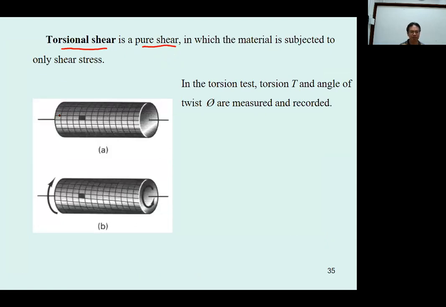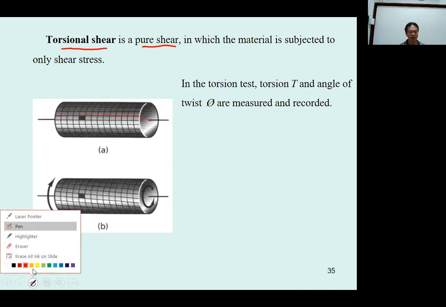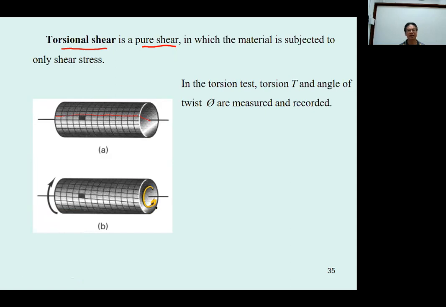For example, if you have this line as the reference line, under the torsion it twists in this direction, and this one twists in this direction. What we have is the line shifting from the red into the yellow one. And then the specimen usually has this type of rotation. We call this the angle of twist.